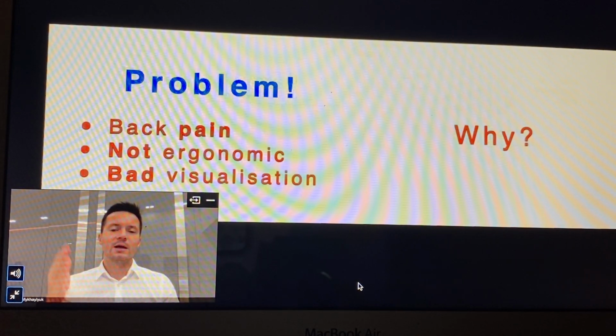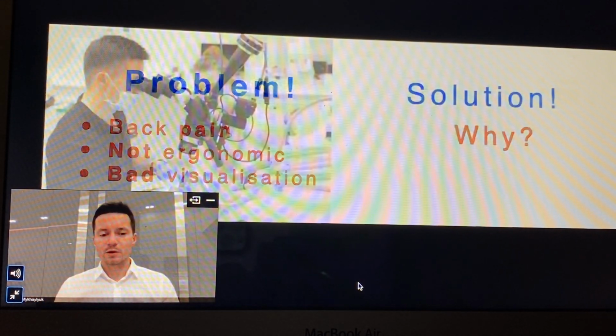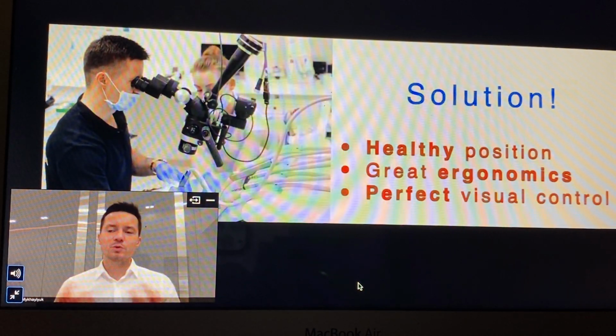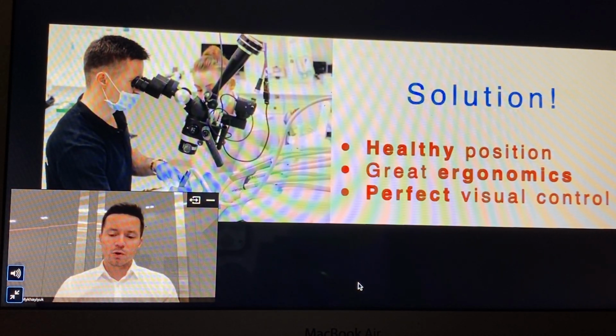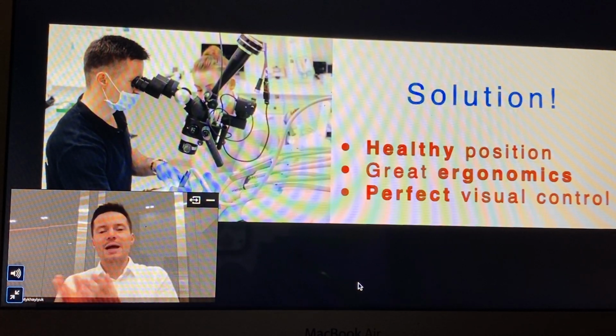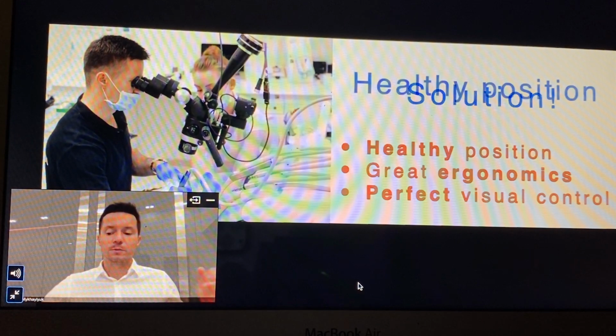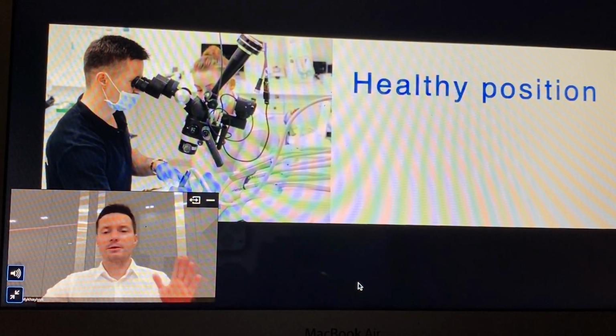Why? Because we have a healthy position. We have great ergonomics. We sit straight. We don't have problems with the back. And of course, we have perfect visual control because we have a magnification up to 22 times. Imagine, the tooth looks just huge. We can see all the minor details, and I truly and sincerely recommend it.